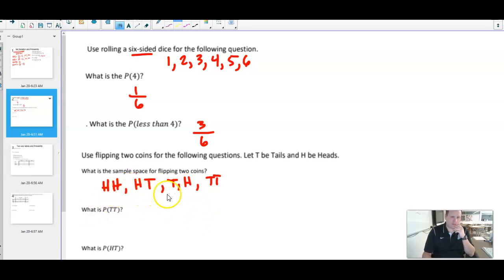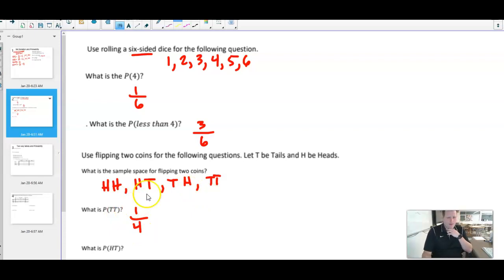So once you've got your sample space, this is really nice because there are 4 total options: heads heads, heads tails, tails heads, or tails tails. Then I can start finding my probabilities. So this one's saying, what's the probability of tails tails? Well, guys, there is one that I'm interested in, or that I want, and there are 4 total, so that would be 1 out of 4 that would occur.